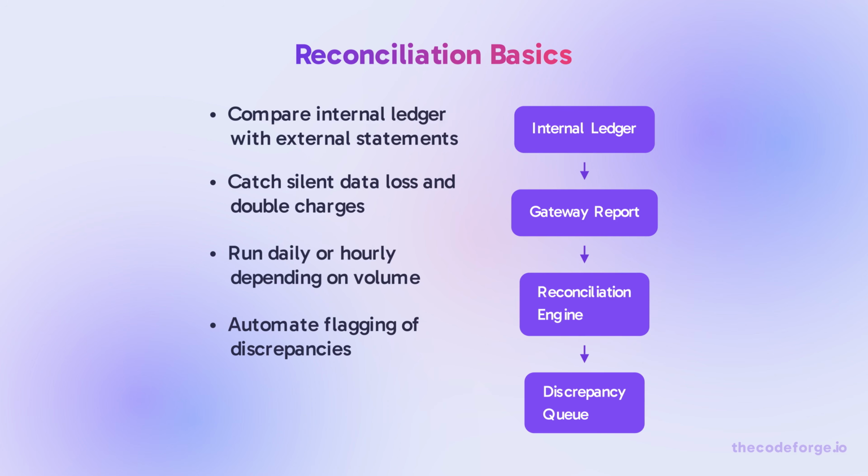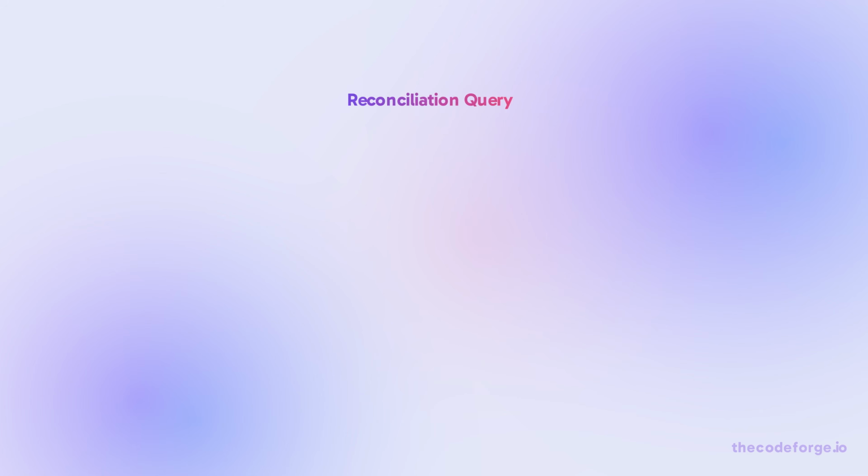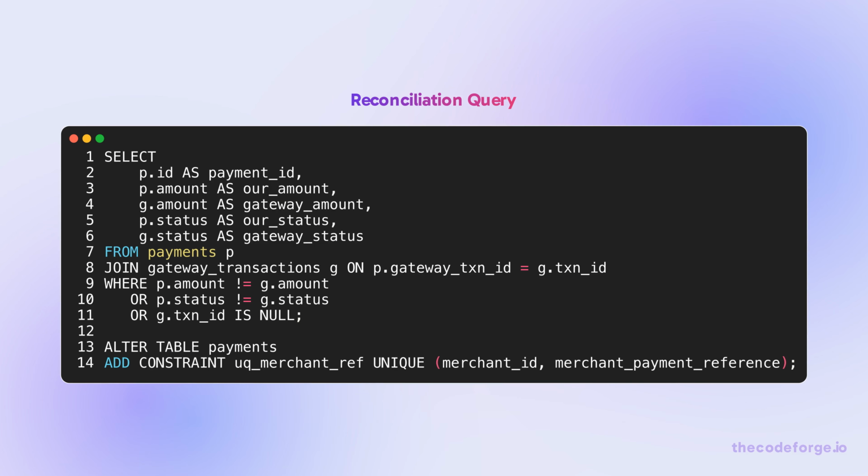Reconciliation is your safety net. It compares your internal ledger with bank or gateway statements to catch mismatches. Run it periodically and automate alerts for any discrepancy. This query finds mismatches between your payments table and the gateway's transactions. The unique constraint on merchant reference prevents double spend, ensuring a given invoice is paid exactly once.